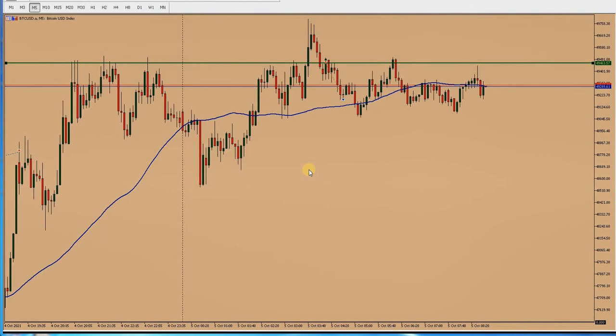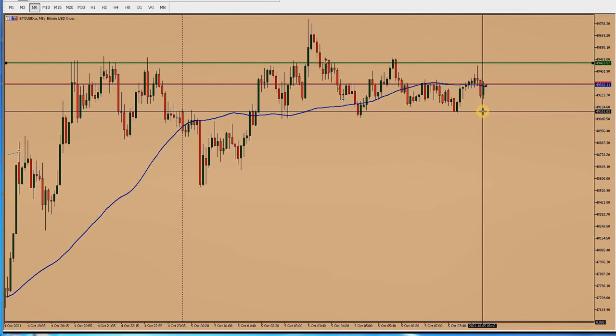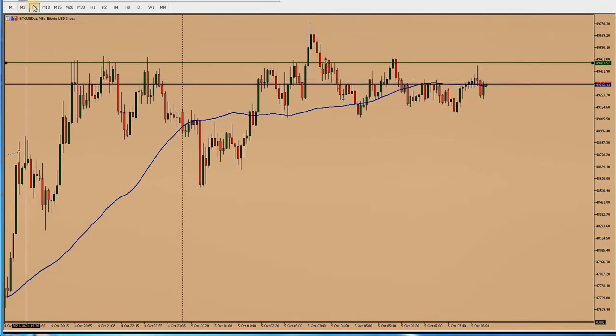Every Meta4 or Meta5 platform has this indicator. All those indicators are free. Actually, as you can see, the date now is the 5th of October. On the chart it is 8:20. I put the time, you see it's 8:40 and 8:45. The time frame is 5 minutes.